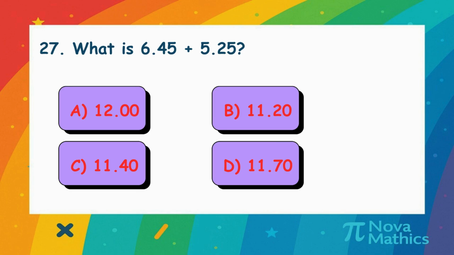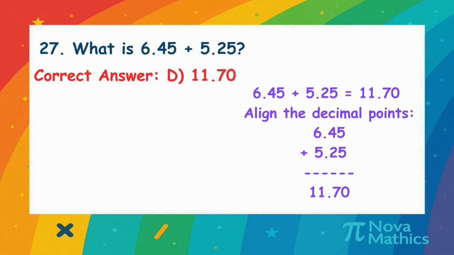27. What is 6.45 plus 5.25? Correct answer is 11.70. First, line up the decimal points, then add each digit. You get 11.70.